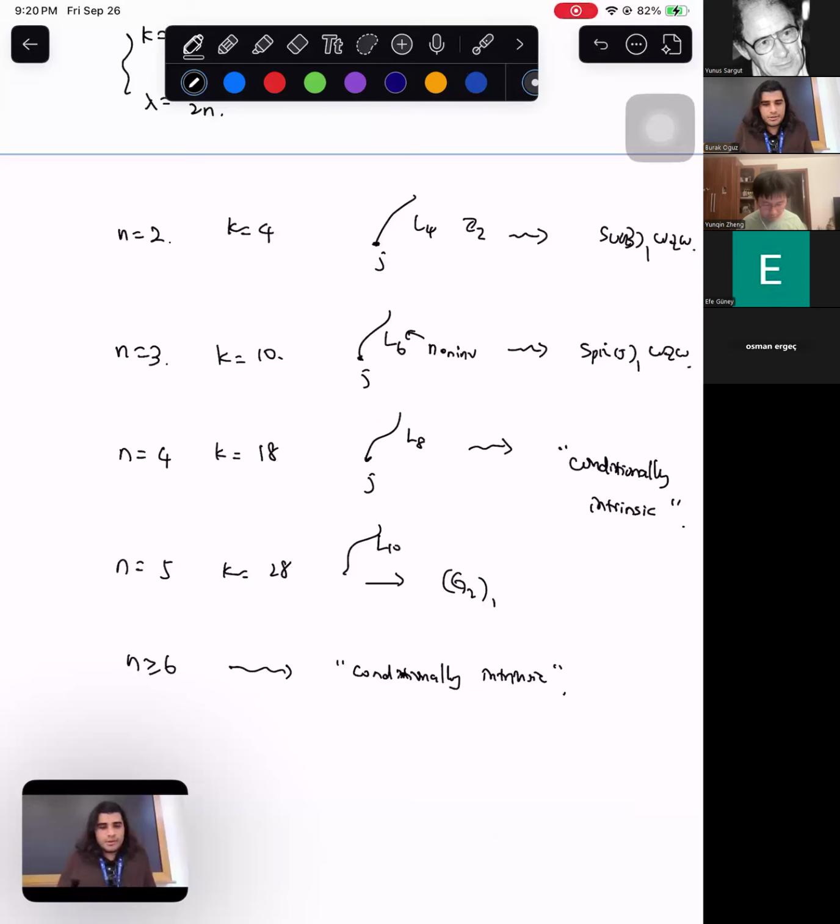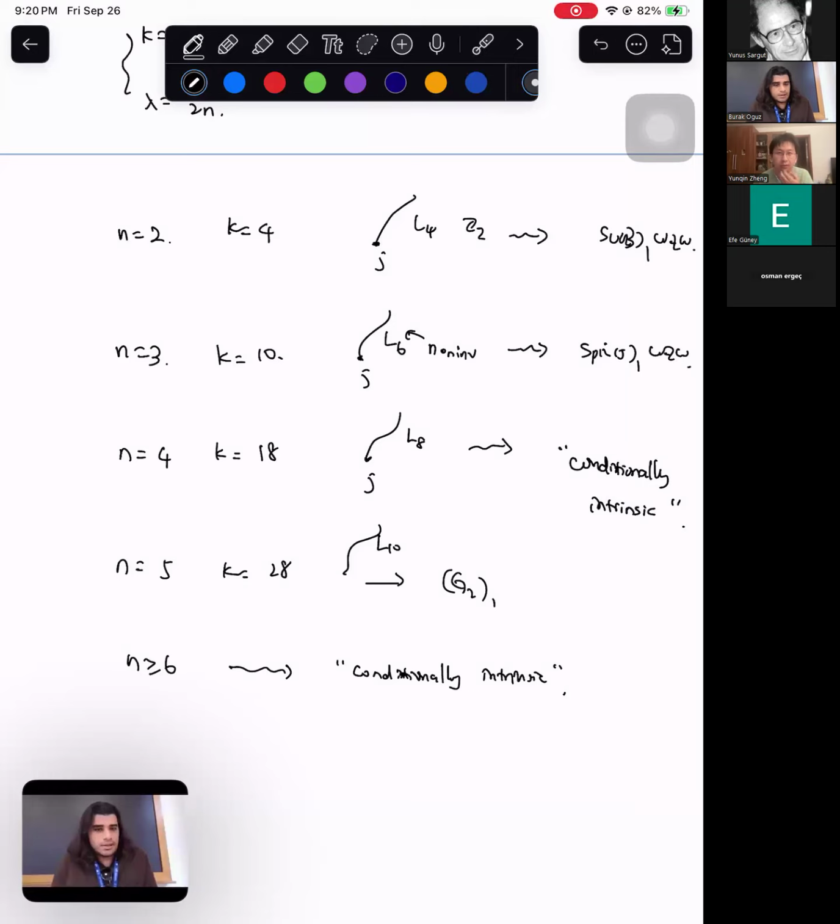I have a question. In these conditionally intrinsic cases, you have some sort of obstruction to gauging the lines, right? Yeah, that's right. Is it like an anomaly? Why can't you gauge it? The reason we know whether we can gauge this line or not is that we can check whether this line belongs to some algebra. Gauging just means inserting an algebra in the original partition function.